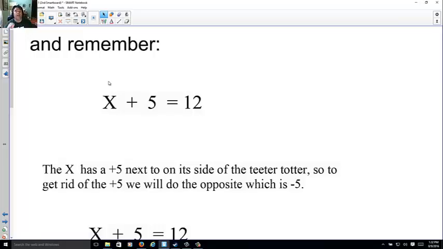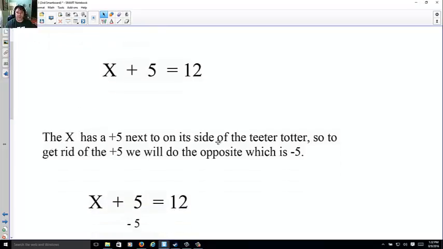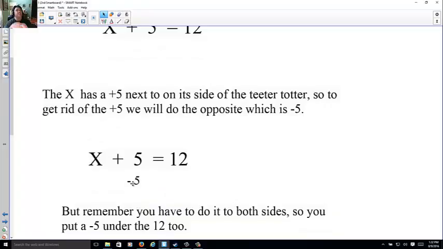And remember, if I have this here, x plus 5 equals 12. Now, okay, the answer is 7, so we already know the answer, but let me show you what I want you to do. The x has a plus 5 next to the side of the teeter-totter, so to get rid of the plus 5, we'll do the opposite. So in other words, to get rid of a plus 5, I must subtract 5. But if I subtract 5 to one side, you have to do it to the other.